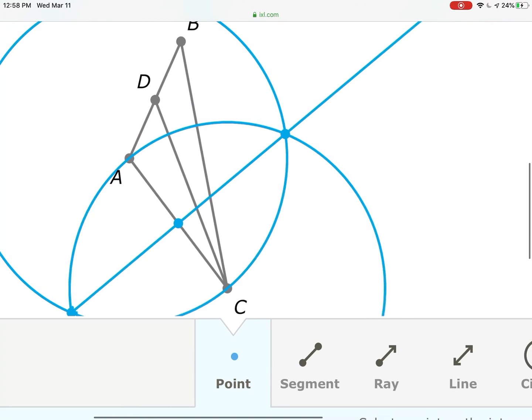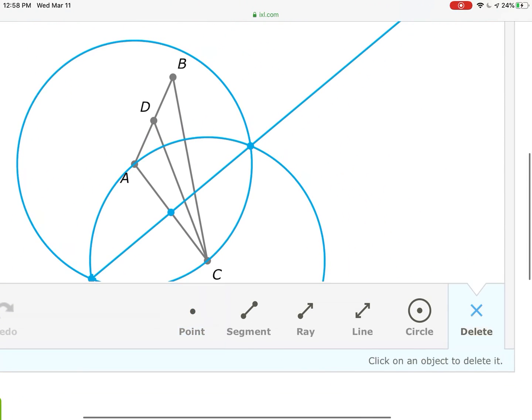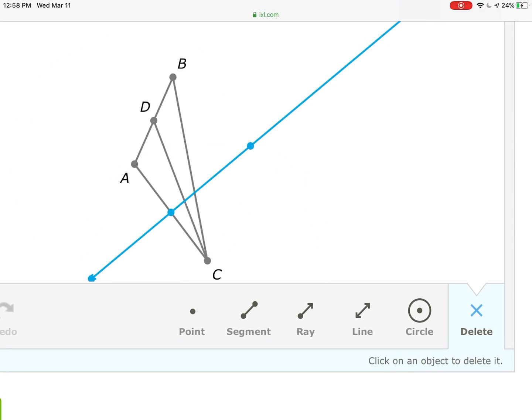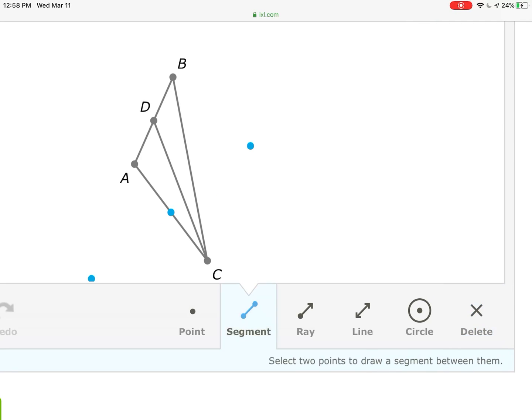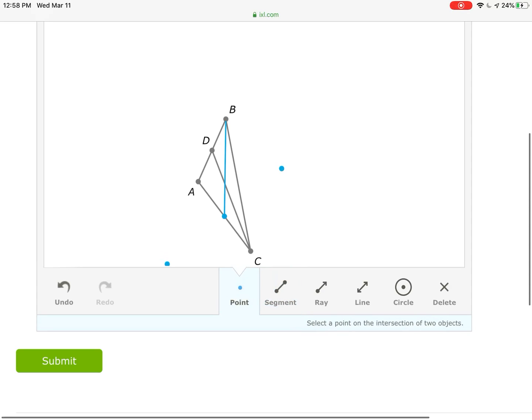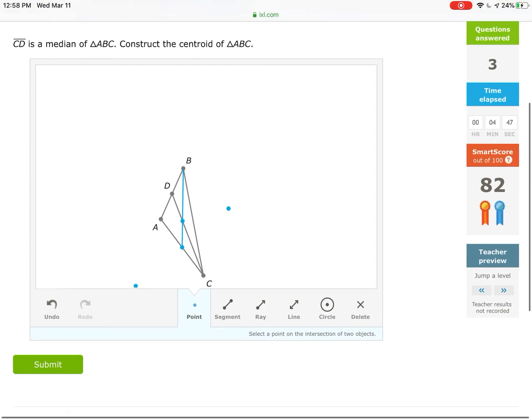Finally, to draw the median, let's delete some of these things we don't need. We don't need these two circles. We don't need this line anymore because we have the spot. So we're going to take the line segment tool. We're going to draw a line segment from B to that point that we found, the midpoint of AC. And then at the intersection of these two medians, that is the centroid. And that's all you have to do to construct the centroid.